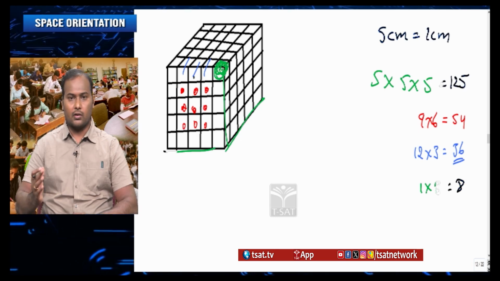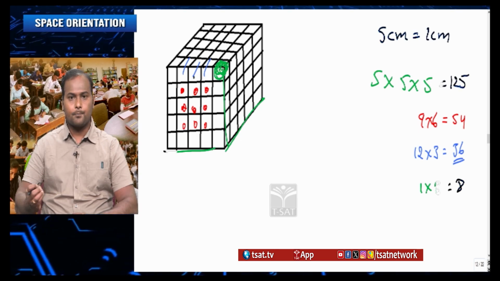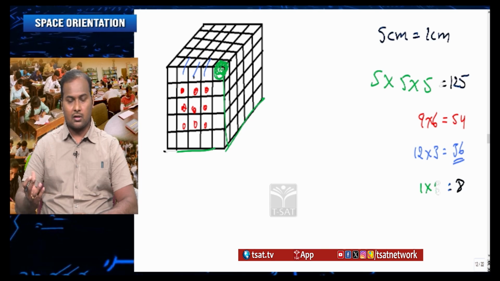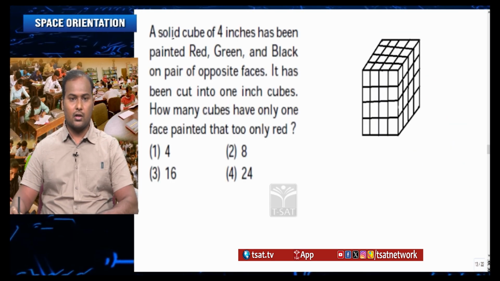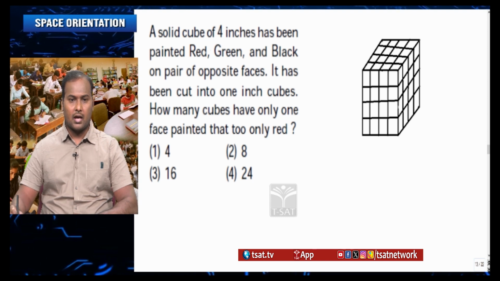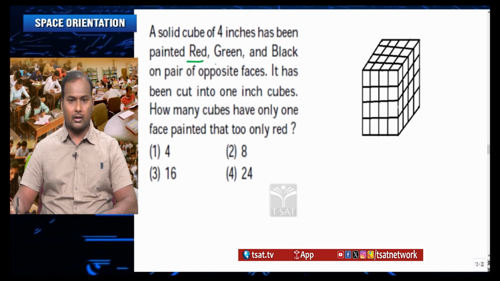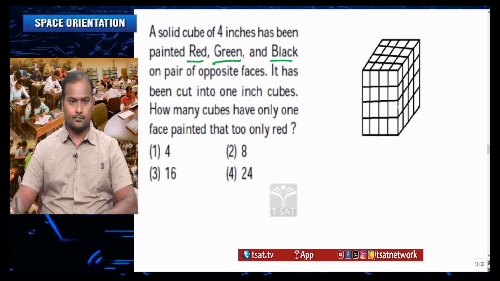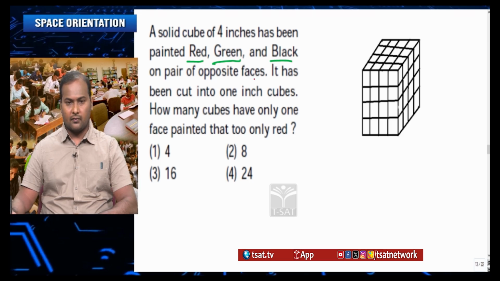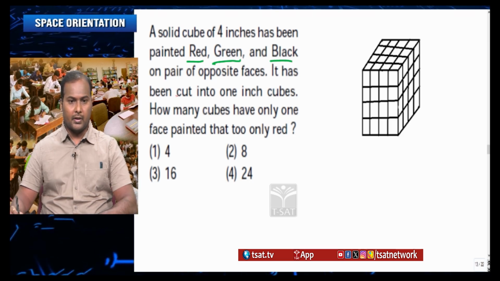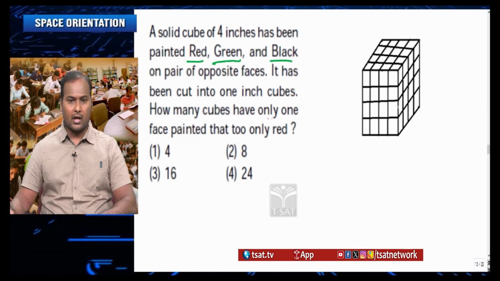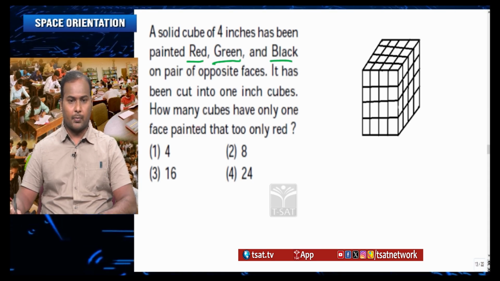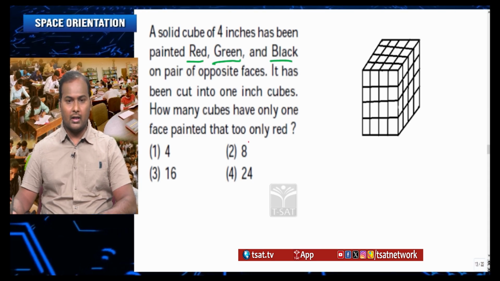Whenever you want to get the answer, try to visualize the particular cube in a 3-dimensional way and then get the answer. See this question. A solid cube of 4 inches has been painted red, green and black on pairs of opposite faces. It has been cut into 1-inch cubes. How many cubes have only one face painted? The ones only red, he is asking.